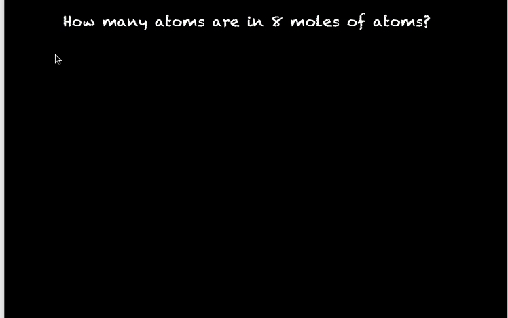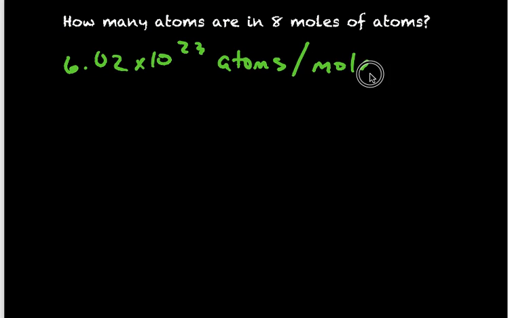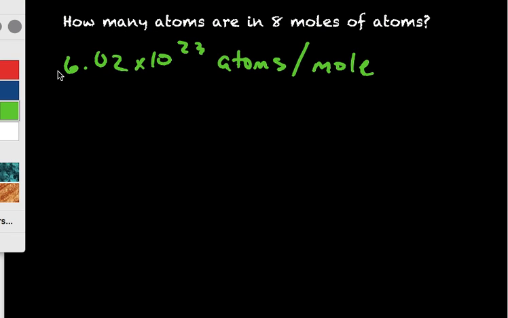By definition, there are 6.02 times 10 to the 23rd atoms for every 1 mole. So there are 6.02 times 10 to the 23rd atoms per mole. Now we need to find out how many atoms there are in 8 moles of atoms.